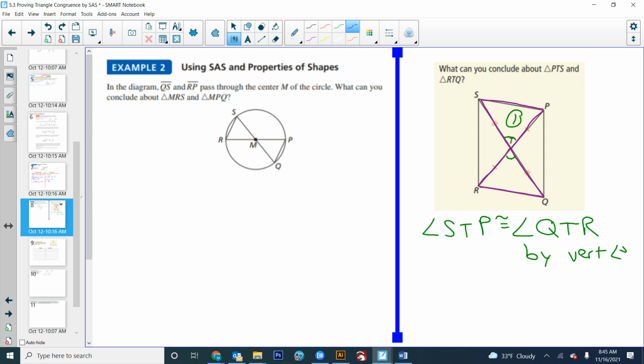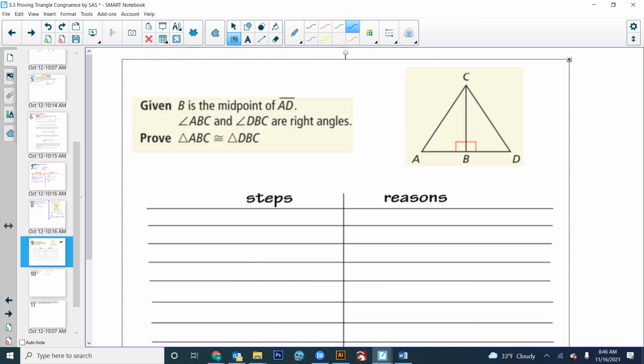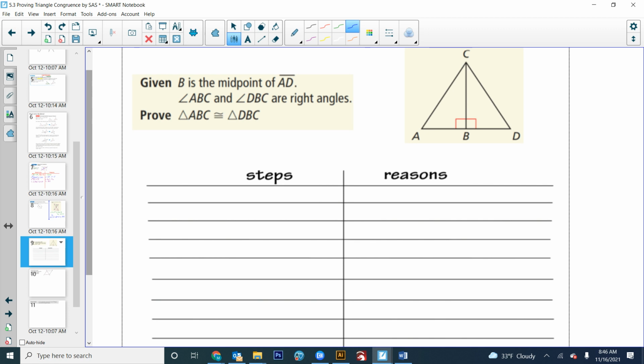Vertical angles theorem. So triangle PTS is congruent to triangle RTQ by, what do you think, Chase? The side angle side. Side angle side. And it's kind of boring right now because that's the only one we know. It's the only trick we know right now. Side, angle, where they meet, other side, come together at that angle that you're told is congruent. Awesome. Next, another proof.